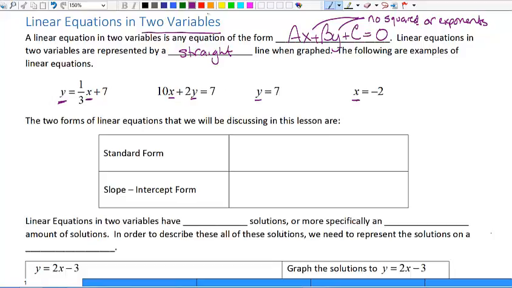Now we're going to spend a lot of time in this lesson using two forms of linear equations. The two forms are standard form, ax + by = c. Notice it's x and y. A, b, and c are values where the coefficients a, b, and c are whole numbers or integers. Slope-intercept form is y = mx + b, and we'll be talking about that. This is a special form because y is all by itself, whereas in standard form the x and the y are on the same side. Both of these forms we will use to graph from.